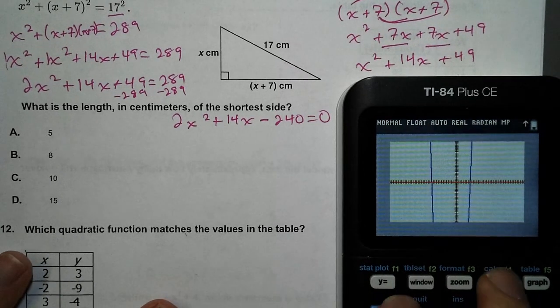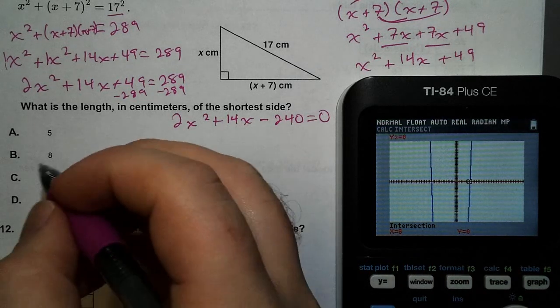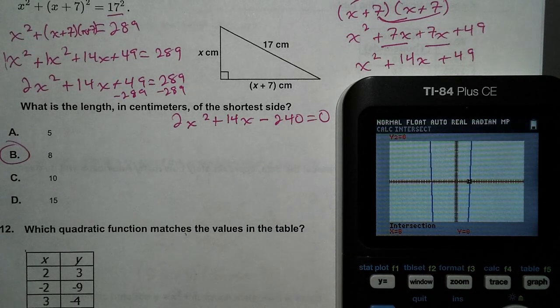So we're going to go second trace, go to intersect. We're going to scroll all the way to the right. Oh, past it. There we go. Get really close. 1, 2, 3. The intersection there is positive 8, 0. So the answer here is positive 8.